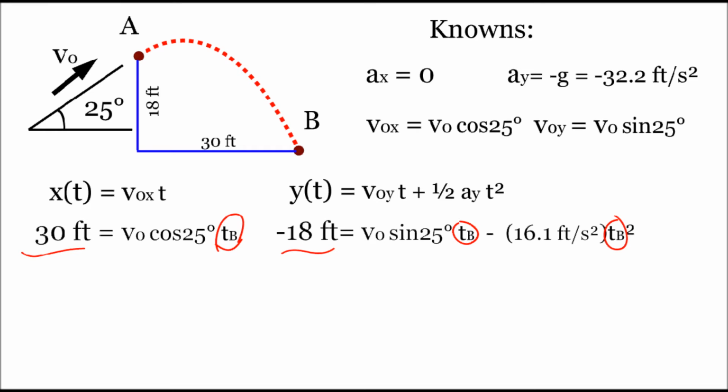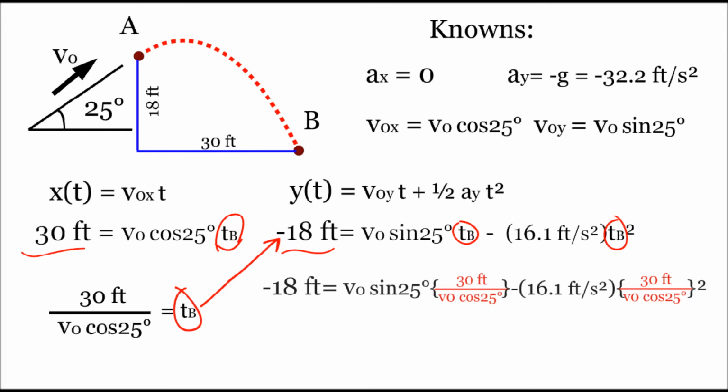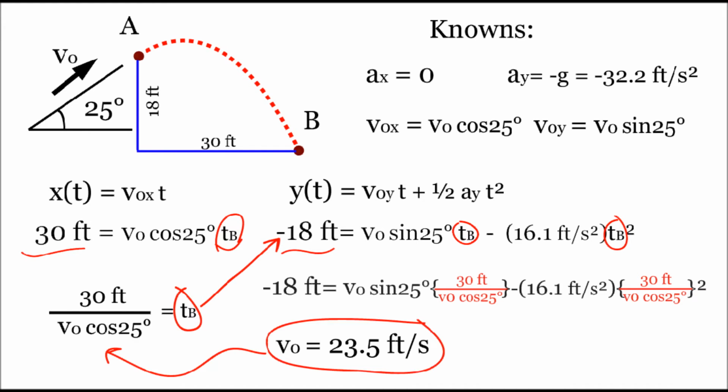We can find an expression for TB by rearranging the equation on the left. And we can substitute that expression for TB into the equation on the right. Now we'll have one equation and one unknown. Now we can solve for v0, which turns out to be 23.5 feet per second. Plugging v0 back into the equation for TB, we find TB to be 1.409 seconds. So we're done with the first part.